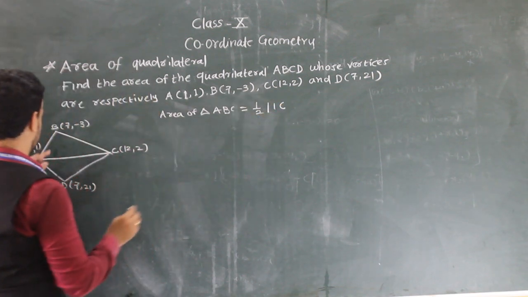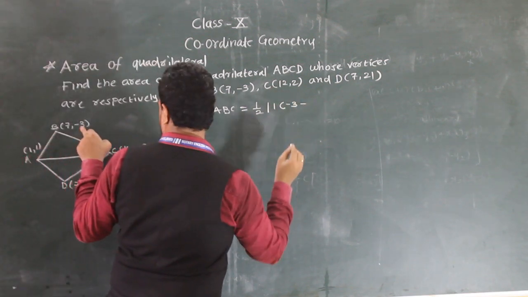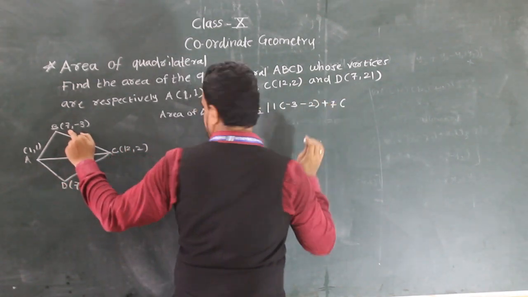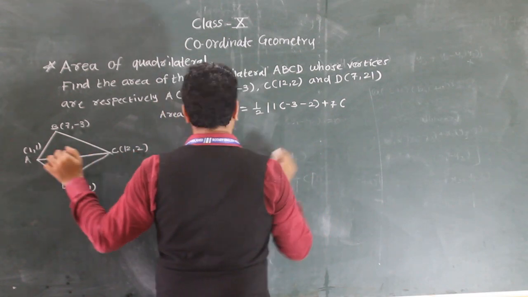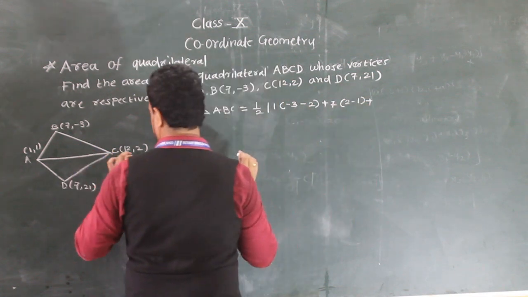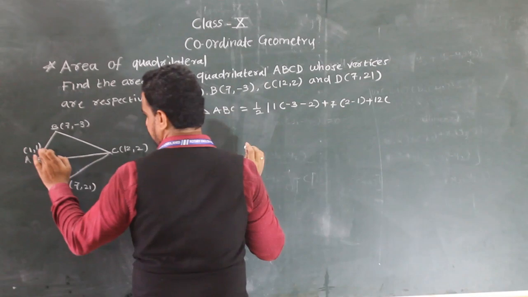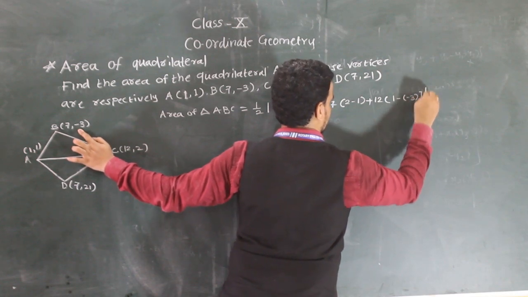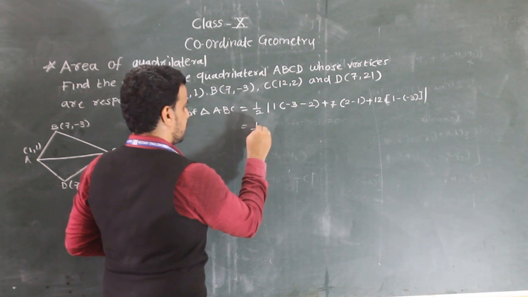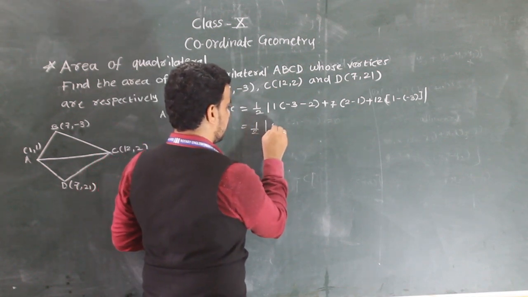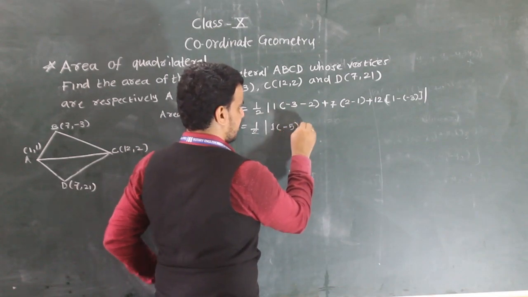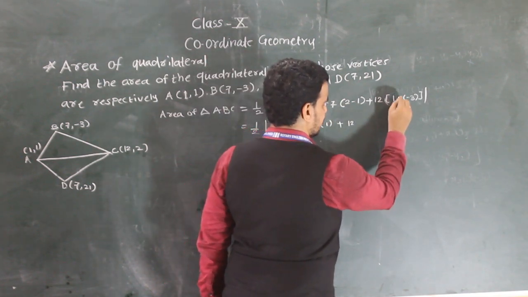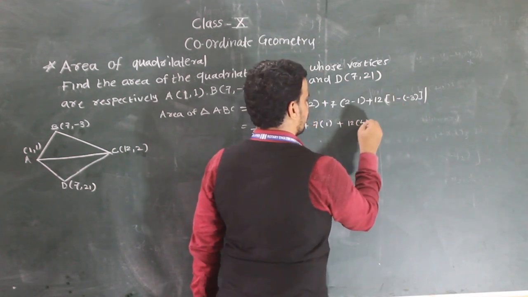So 1 into (y2 minus y3), so minus 3 minus 2, plus x2, that is 7, into (y3 minus y1), so 2 minus 1, plus x3, that is 12, into (y1 minus y2), so 1 minus minus 3. Now we have to simplify this. So half into mod of 1 into (minus 3 minus 2), that is minus 5, plus 7 into (2 minus 1), that is 1, plus 12 into (1 minus minus 3), that is 1 plus 3, that is 4.